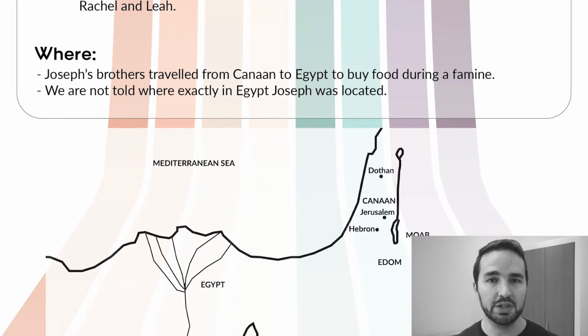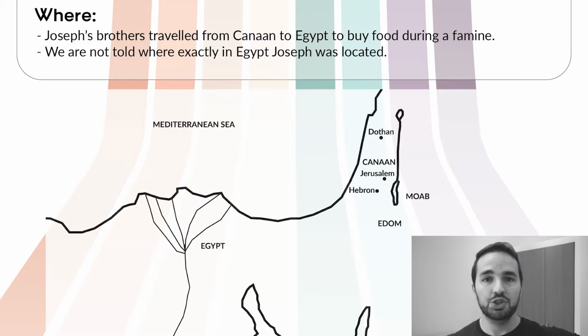Where did these events take place as we consult our map? Well, Jacob lived in Canaan, and there was a famine in Canaan, so he had to send his sons quite a ways to the southwest, down to Egypt, to buy food and to bring it back. That's what we're going to read about. And we don't know exactly where in Egypt these events took place. We're just told Egypt, not a specific region or city.